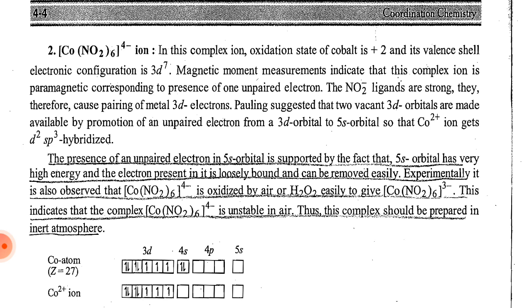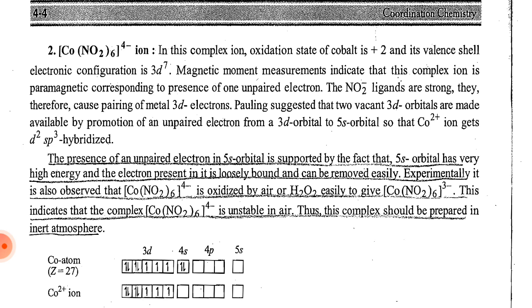Co(NO2)6 4 minus. In this complex ion, oxidation state of cobalt is +2 and its valence shell electronic configuration is 3d7. Magnetic moment measurement indicates that this complex ion is paramagnetic, corresponding to presence of one unpaired electron. The NO2 minus ligands are strong. They therefore cause pairing of metal 3d electrons. Pauling suggests that the two vacant 3d orbitals are made available by promotion of an unpaired electron from a 3d orbital to the 5s orbital so that the Co2+ ion gets d2sp3 hybridized.